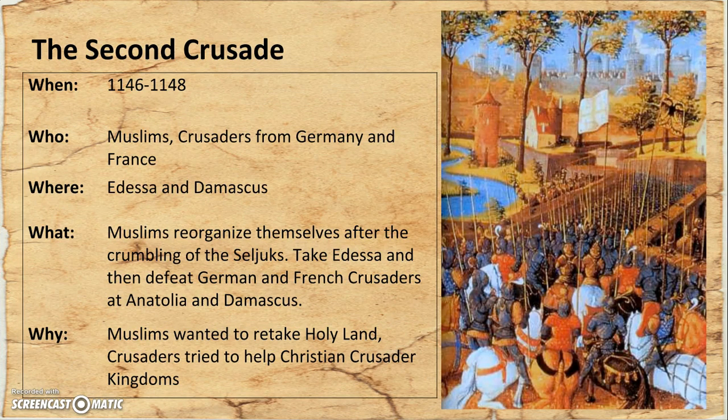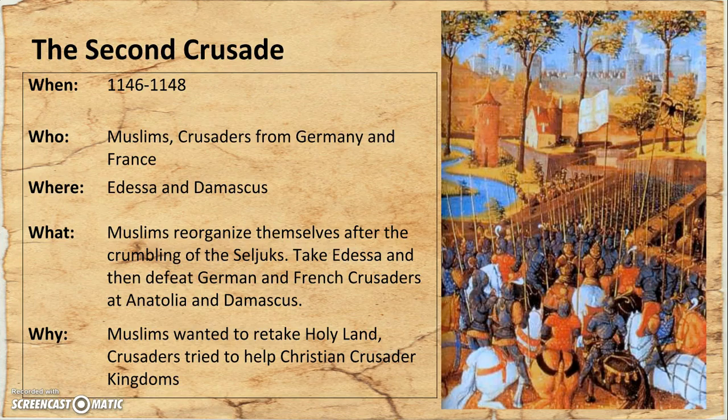As a result, shortly after, about 50 years, the Muslim Empire reorganized itself, and they then went on the attack. And they took back Edessa and Damascus, right? And this caused the European Crusaders to start a Second Crusade, mostly French and German soldiers who went to try to retake Edessa.